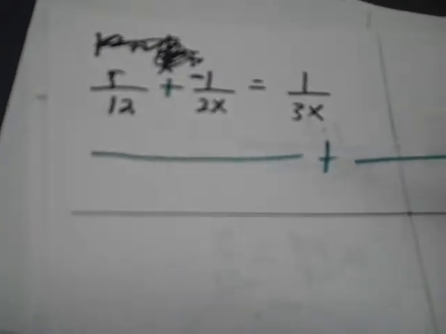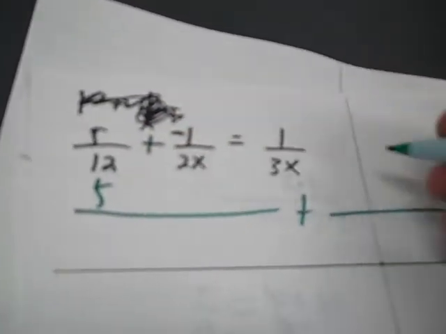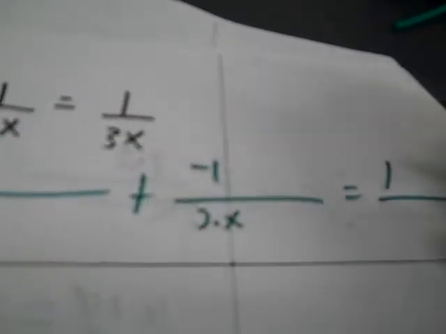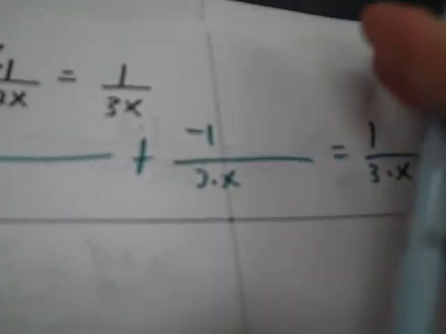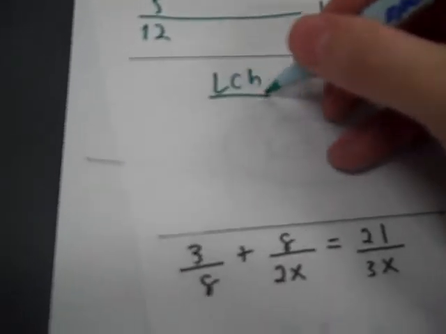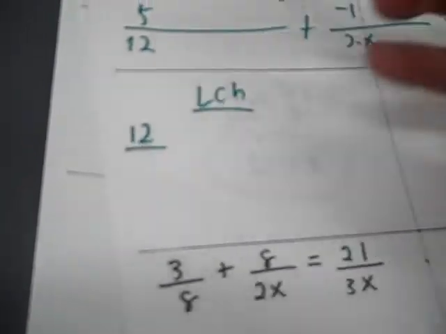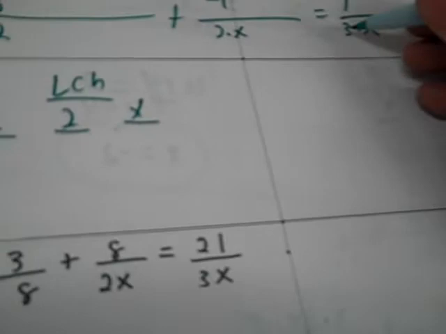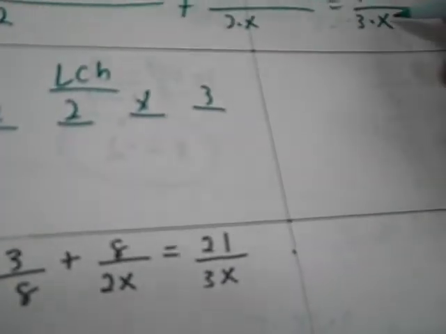Okay, and then the next one. One thing: if you have subtraction, make it plus and make just the numerator negative. So you got 5, negative 1, and 1. Okay, you got 12. You need to write the denominators as 2 times x and 3 times x. So for the LCD, I got a factor of 12 here, a factor of 2 here, a factor of x, a factor of 3, and then another factor of x.